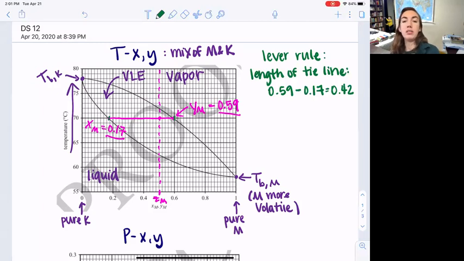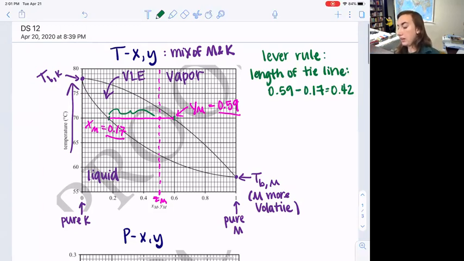So what we know, what the rule is, is that the length of the liquid half of the tie line, so that'd be this part, divided by that total length of the tie line, is equal to what fraction of the feed becomes vapor. So that is a little unintuitive. People want to sort of say, well, the part of the tie line that's closest to the liquid, that's how much is going to become liquid, but it's actually the opposite. So I'm just going to write that down.